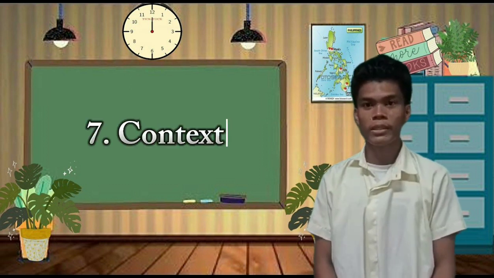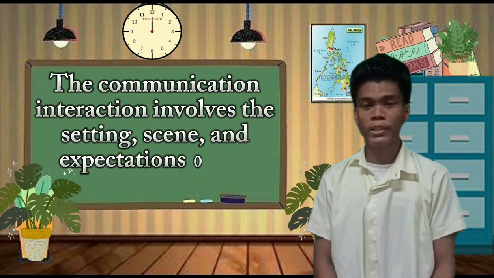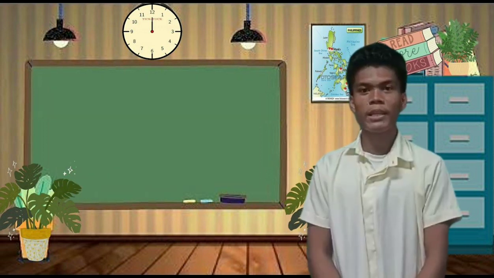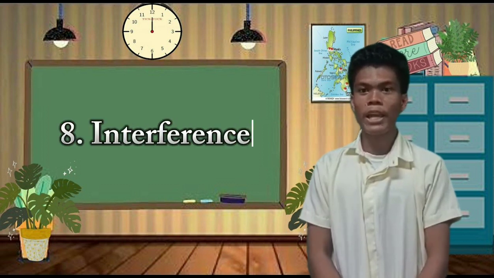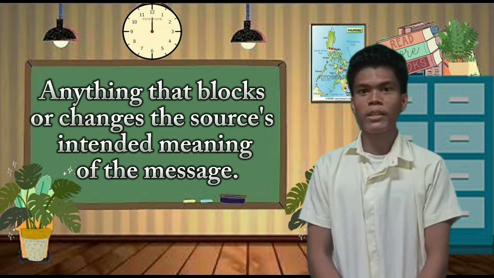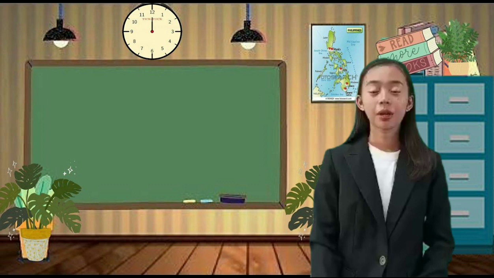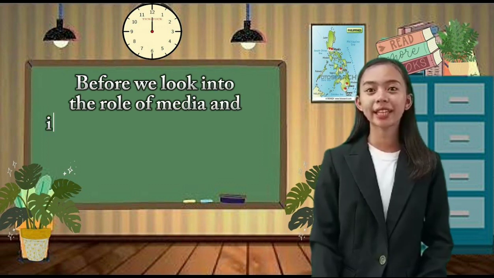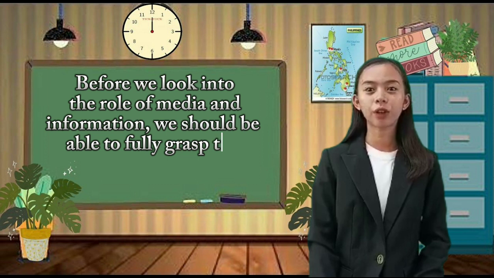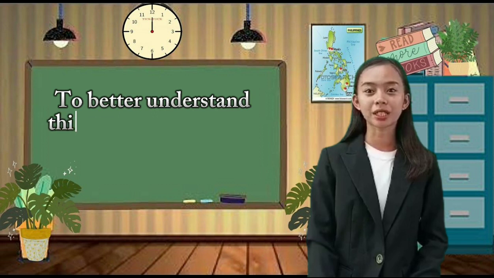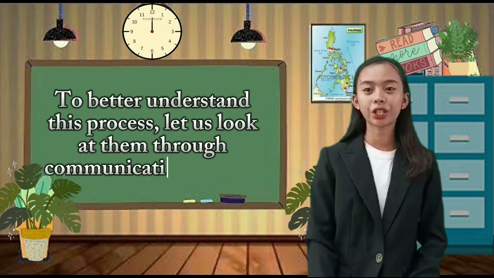Number 7. Context. The communication interaction involves receiving, sending, and explanation of the individuals involved. And the last one, interference: anything that blocks or changes the source's intended meaning of a message. Before we look into the role of media and information, we should be able to fully grasp the concepts and nature of communication first. To better understand this process, let us look at the communication models.